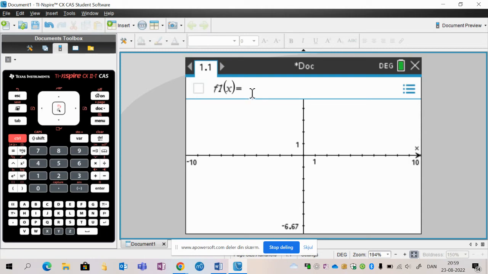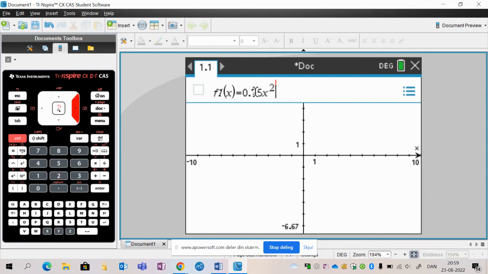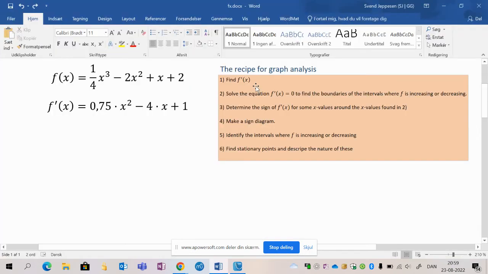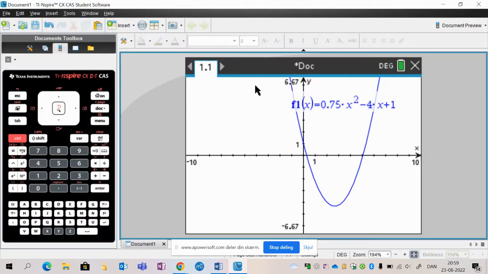So we type in f dashed x here. That was 0.75 x squared minus 4x plus 1. Better check. Minus 4x plus 1. Looks right. So here's f dashed.